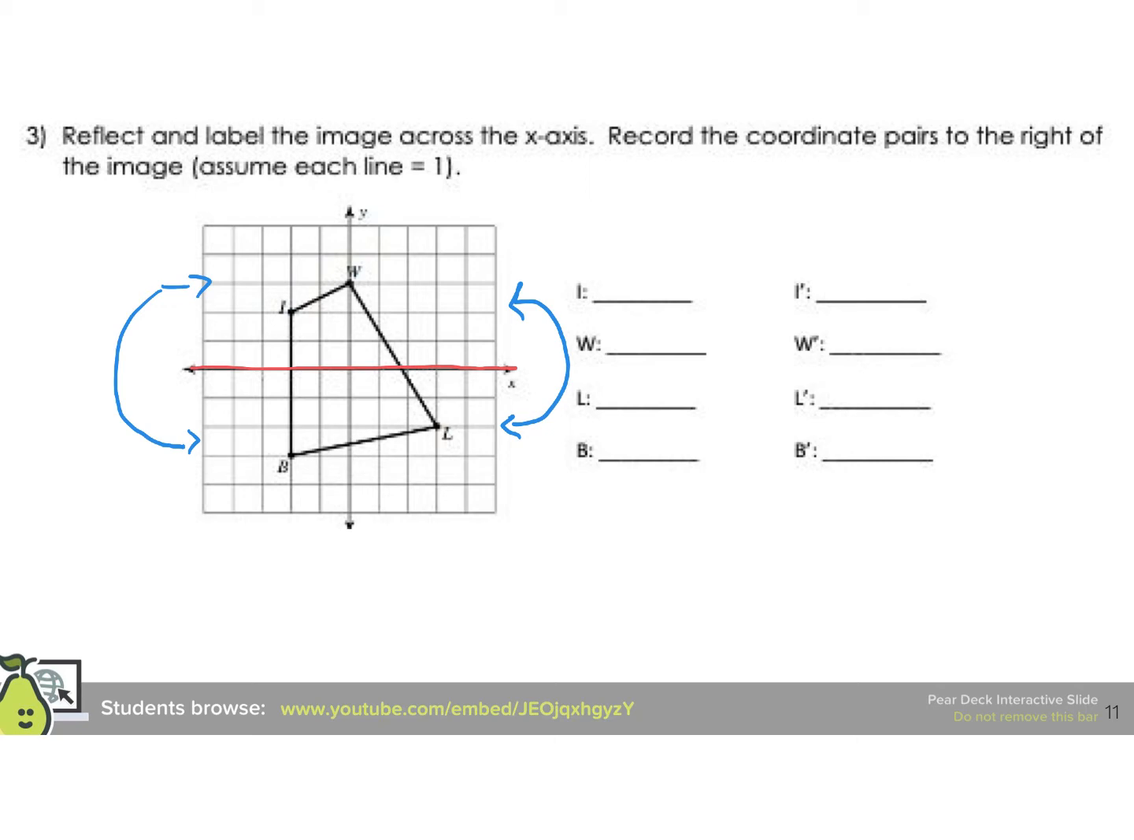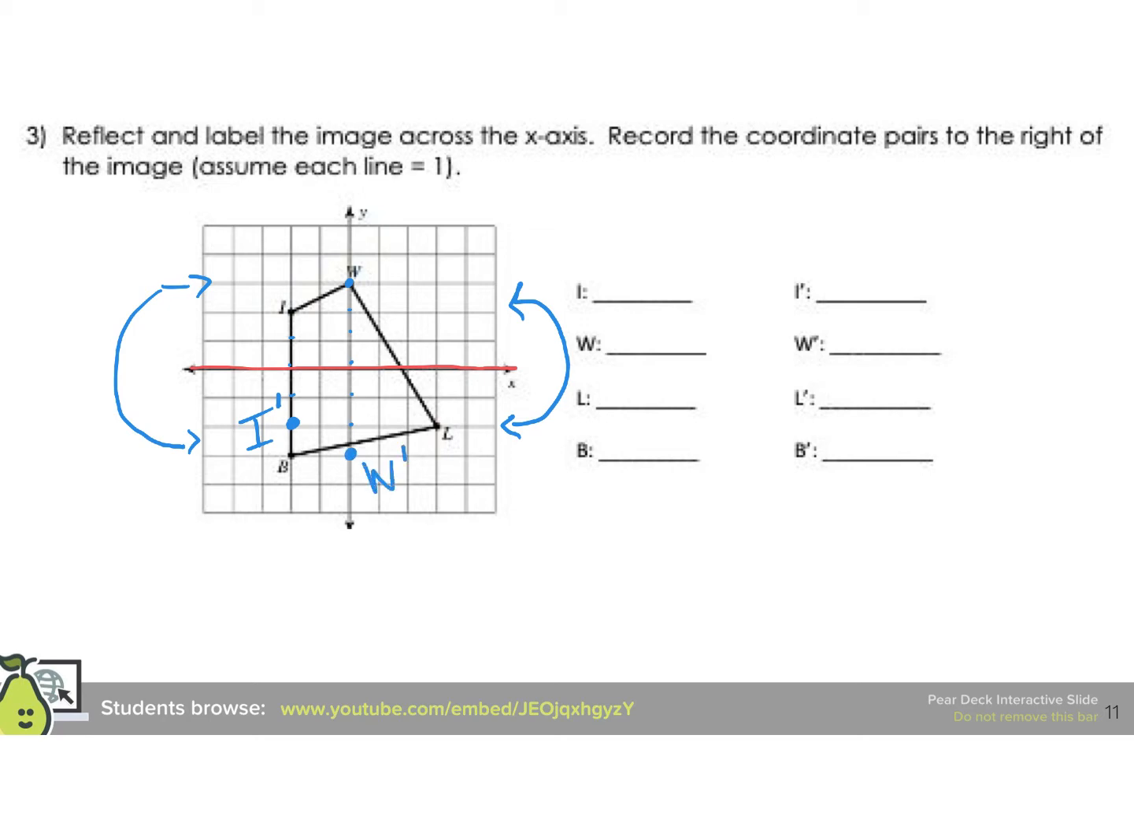I is 2 spaces above the red line. So we're going to reflect it 2 spaces below. It's on the line. That's okay. Okay? So I started up and it went down. W is up here as well. 1, 2, 3. So we're going to go 1, 2, 3. Here is W prime. Okay?